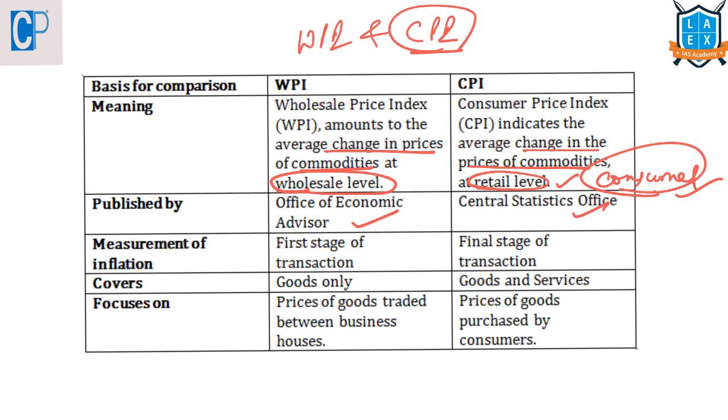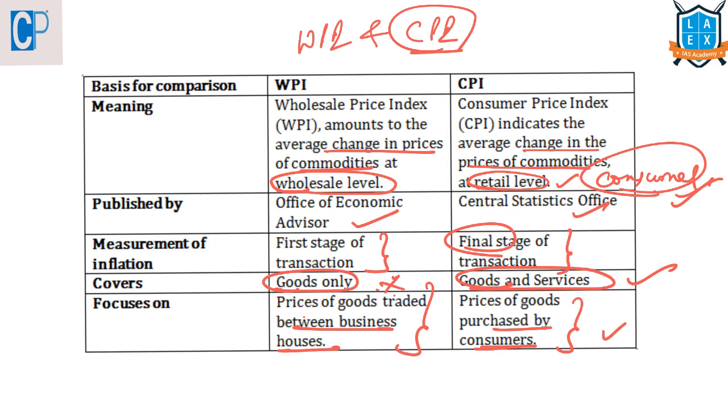It measures the inflation as the first stage of transaction, that is at the producer level. This is at the final stage at consumer level. It covers only goods, whereas CPI covers both goods and services. Here this is important. WPI will cover only goods. Here the prices of the goods that are traded between business houses will be the focus, but for CPI the price of the goods purchased by the consumers will be the focus.